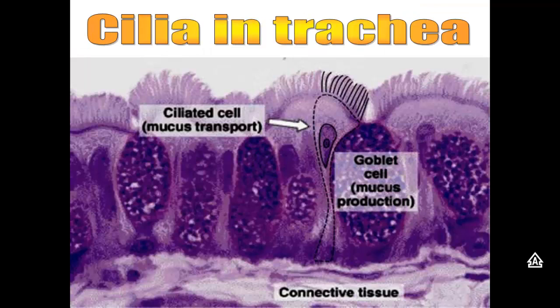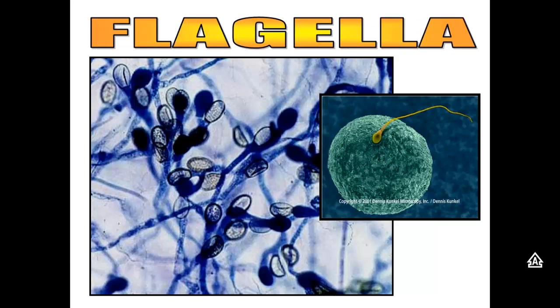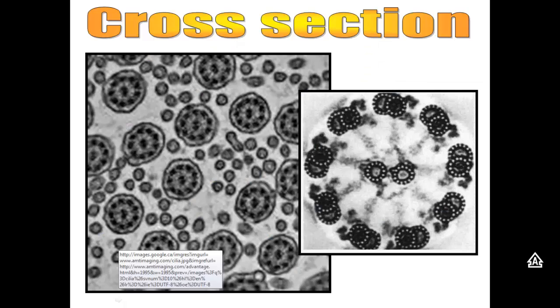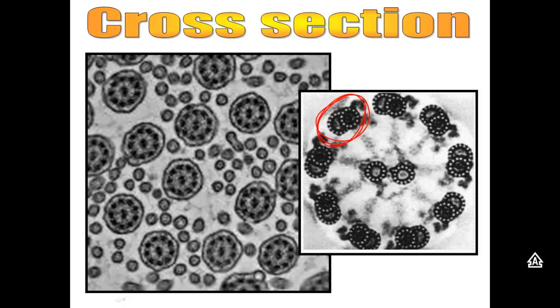Here's a picture of what the cilia would look like in the trachea, in your lungs, as they're sweeping dirty mucus out of your lungs to your throat. And of course, here's the sperm cell, the only place in the human body where we see flagella. Here's a cross-section of a cilia, and you can very clearly see these tubulin proteins in pairs of two.